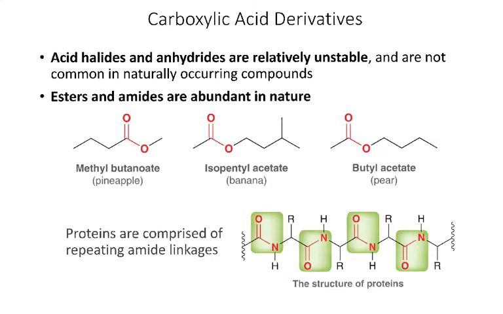When we consider the reactivity of these different carboxylic acid derivatives, acid halides and anhydrides are the most reactive. This makes them relatively unstable, and they're not common in naturally occurring compounds. Esters and amides are less reactive, and they're very common in nature. These 3 examples of esters all give these different fruits their characteristic flavors and smells. Amides are very common in nature, and for those of you that are biochemists, proteins are essentially amino acids linked together, and each of these amino acids is connected to the next one by amide bonds.